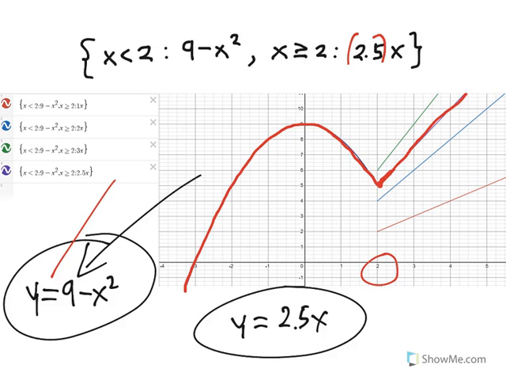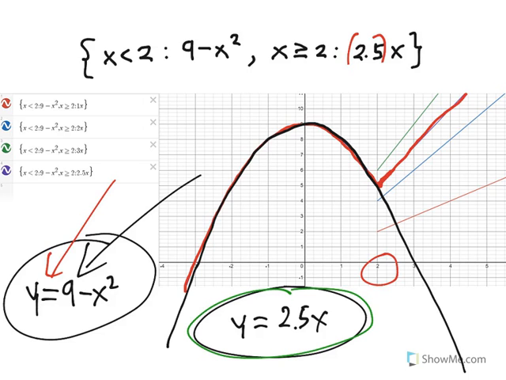So what I'm trying to say is, if you have y is equal to 9 minus x squared, the graph would be a parabola. And let's say you don't stop at x is equal to 2 and you keep going. And if you have y is equal to 2.5x, the graph would be a line. And let's say you don't stop at x is equal to 2, but you keep going. It would look like this. Both of these functions are continuous on their domains.